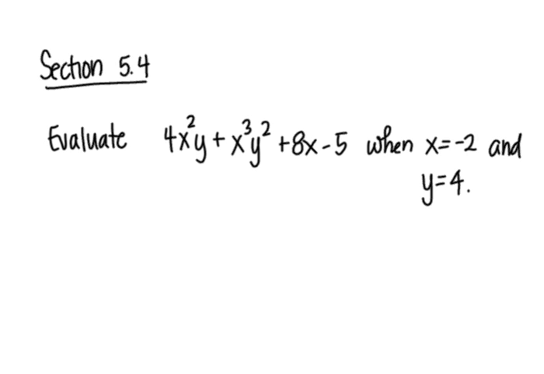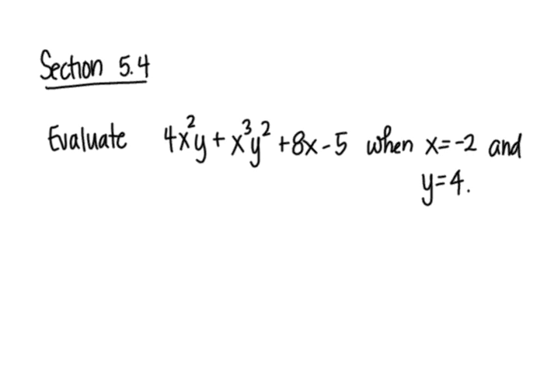We're in section 5.4. 5.4 is like the other sections we've been through, except in this section we have more than one variable. So we'll be adding, subtracting, multiplying, performing function things where we have more than one variable. So in this problem, I ask you to evaluate 4x squared y plus x cubed y squared plus 8x minus 5 when x is negative 2 and y is 4.